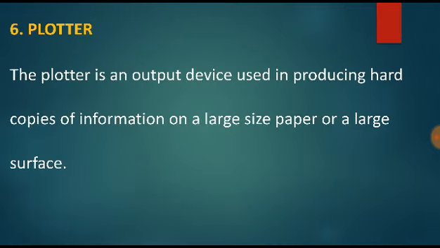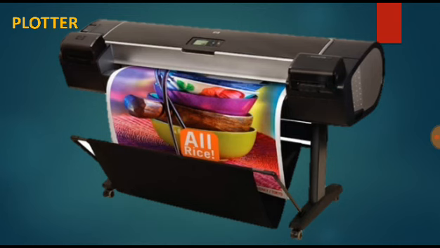And the next one, we have what we call the plotter. The plotter works the same as the printer, but the difference between these two devices is that the printer is used to make copies on smaller sheets or smaller size papers, but the plotter is used to make prints or hard copies on large size papers. So the plotter too is an output device used in producing hard copies of information on a large size paper or a large surface.